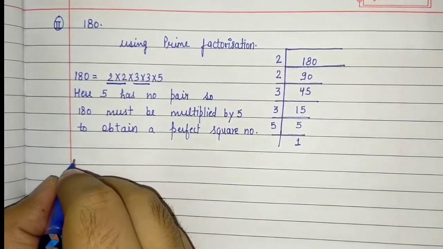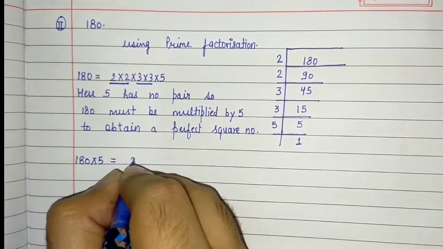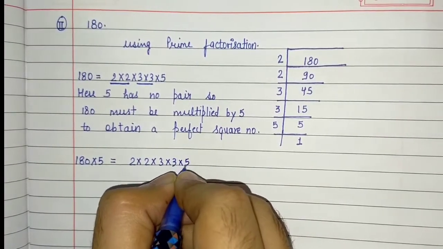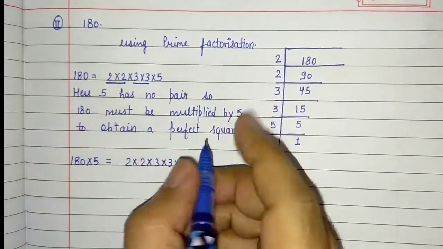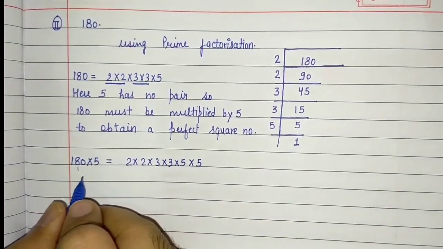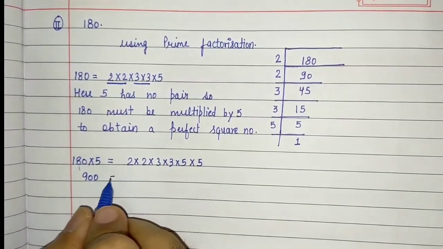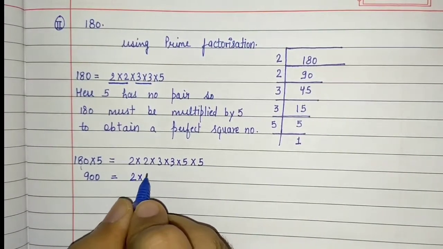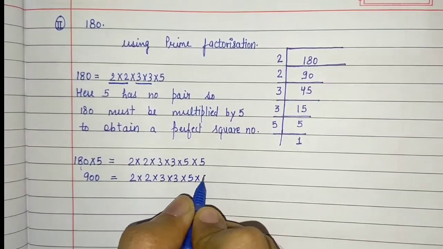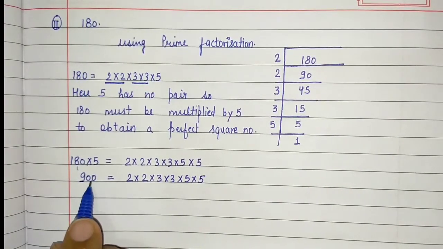After that, for the second answer, multiply both sides with 5. Here 5, then 3 into 3 into 5. This is our first number 180. Then again multiplied with 5. If you multiply it, you will get 900. And this is the same pairing. Now each and every number has a pair, so 900 is the perfect square number.